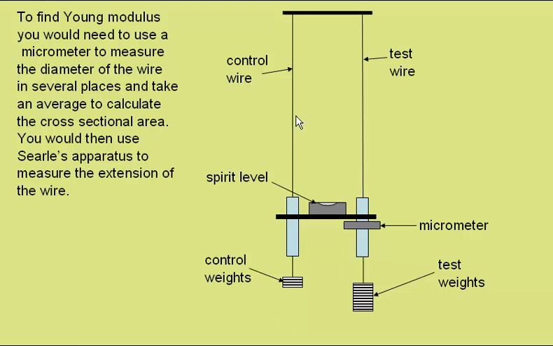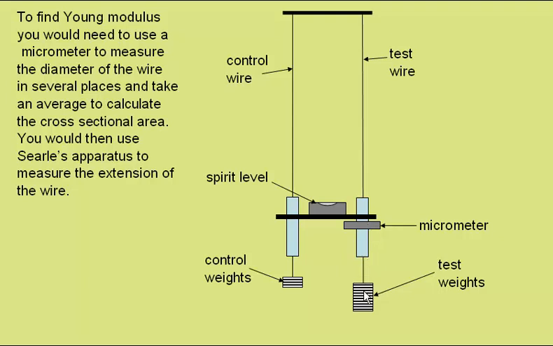Here we have a control wire of the same diameter and material as the test wire. The control wire supports one side of a bridge on which is placed a spirit level. The control wire is kept straight by these control weights. The test wire supports the other side of the bridge, and the height of this bridge is adjustable on the test wire side by use of this micrometer.